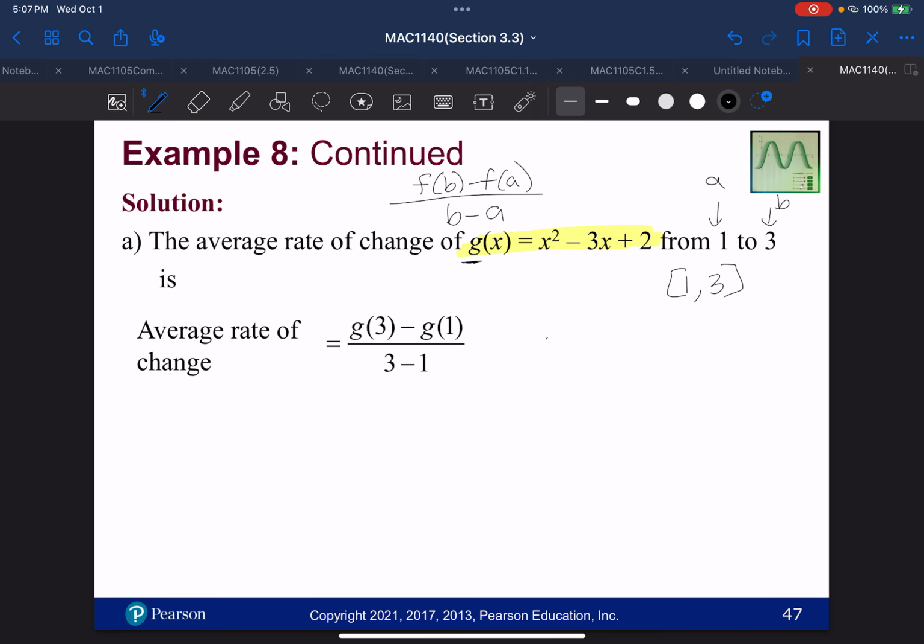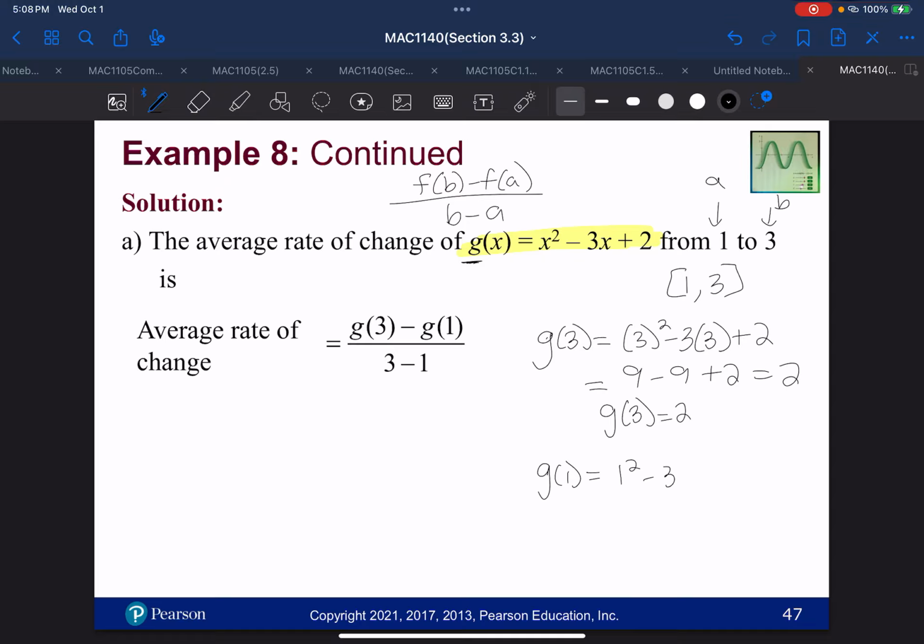So we need to find g of 3. g of 3 is equal to 3 squared minus 3 times 3 plus 2. 3 squared is 9. Negative 3 times 3 is negative 9. So this just equals 2. So g of 3 is equal to 2. And g of 1 is equal to 1 squared minus 3 times 1 plus 2. That should be 1 minus 3 plus 2, which would be negative 2 plus 2, which is 0. So g of 1 is equal to 0.